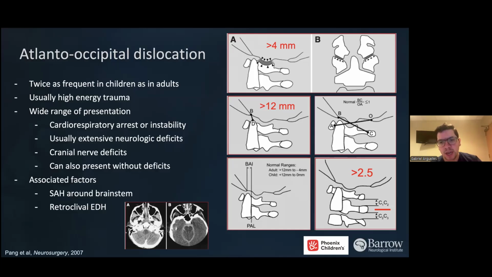In the bottom left of these two columns is another measurement, the BAI, or the distance between the basion and the back of C2. The PAL is the posterior axial line that's drawn to arrive at this measurement. And there are the ranges of normal in children and adults. And then the last one is a ratio called the Sun's interspinous ratio. It's the interspinous distance between C1 and C2, which you divide by the interspinous distance at C2-3. If that's greater than 2.5, then you may have a problem.